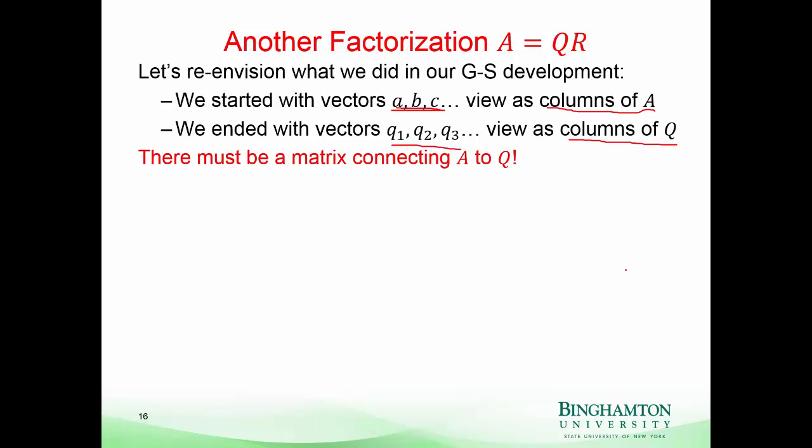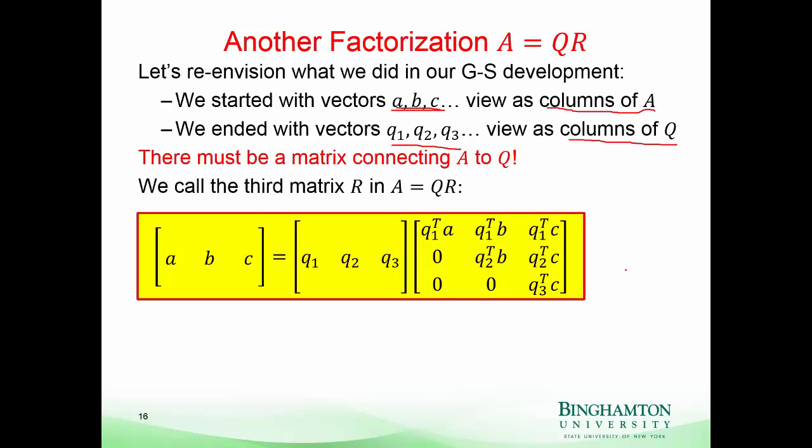Since we have an A matrix and a Q matrix, and their column space now is identical, there must be some matrix that connects them so that I can convert Q into A and I can convert A into Q. And we call that third matrix R, and we hypothesize that there should be some matrix R that when I multiply Q times R in that order, I end up getting the matrix A.